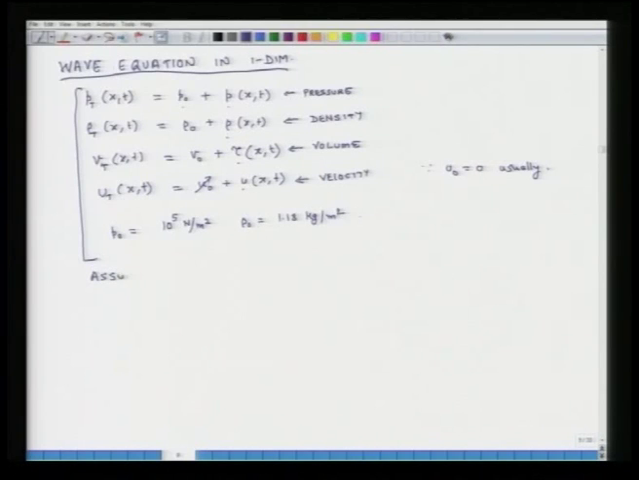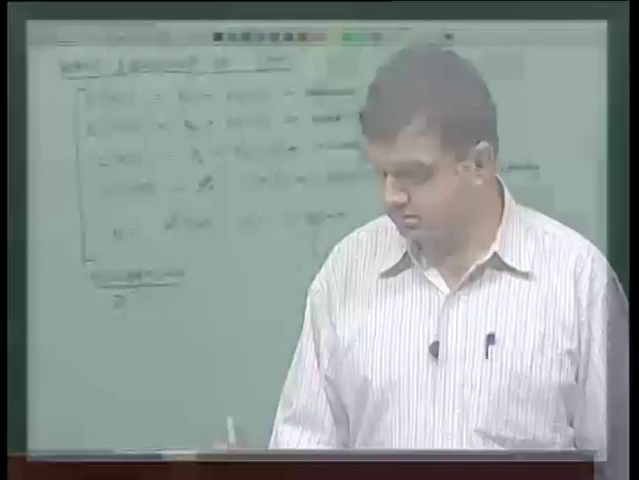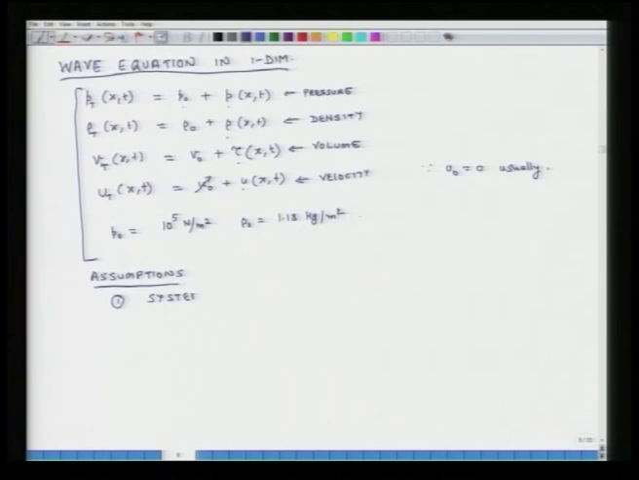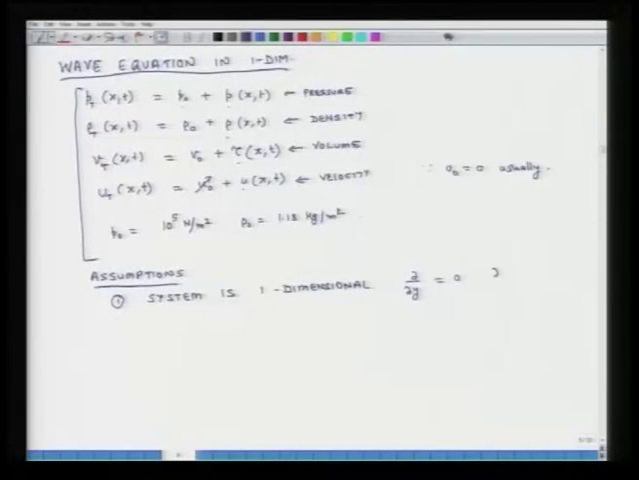And as I am trying to develop these relationships, I will make two very important assumptions. The first assumption is that this is a one dimensional system. And what that means is that del over del y, that is the partial derivative of any variable with respect to y, is equal to 0. And del over del z is also equal to 0.